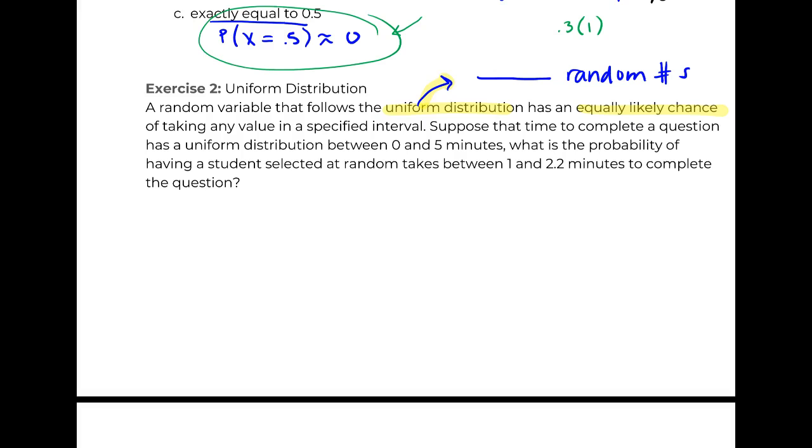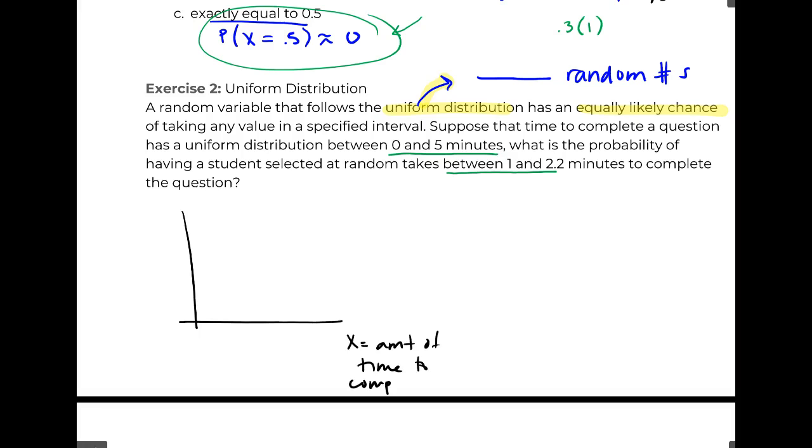Suppose that time to complete a question has a uniform distribution between 0 and 5 minutes. What is the probability of a student selected at random taking between 1 and 2 minutes to complete the question? So, if we wanted to visualize this, we can draw our curve like we did on the last problem. X is going to be the amount of time to complete a question. And they've told us that it's uniform between 0 and 5 minutes. So equally likely all the way across from 0 to 5.